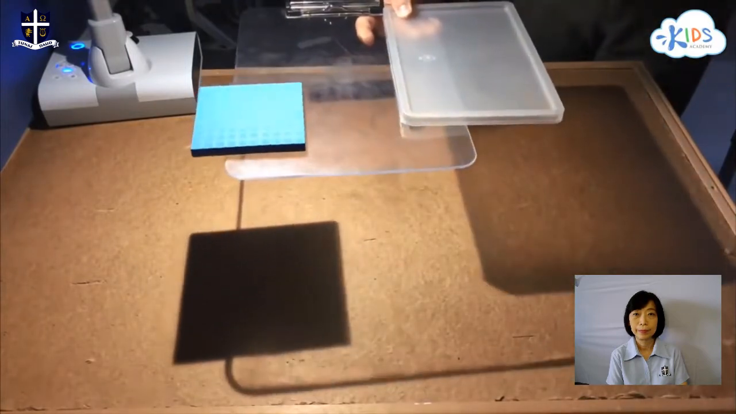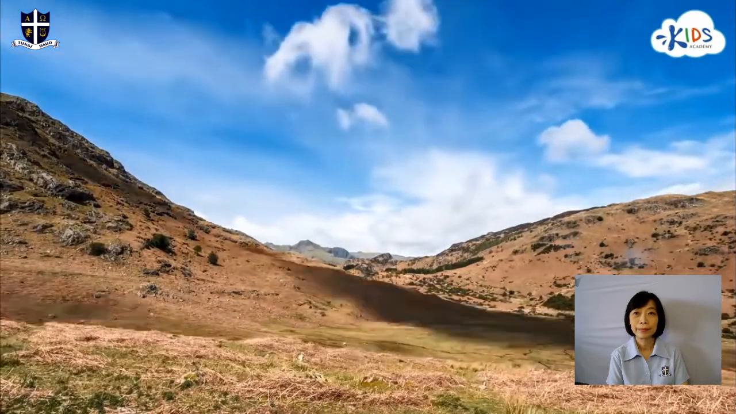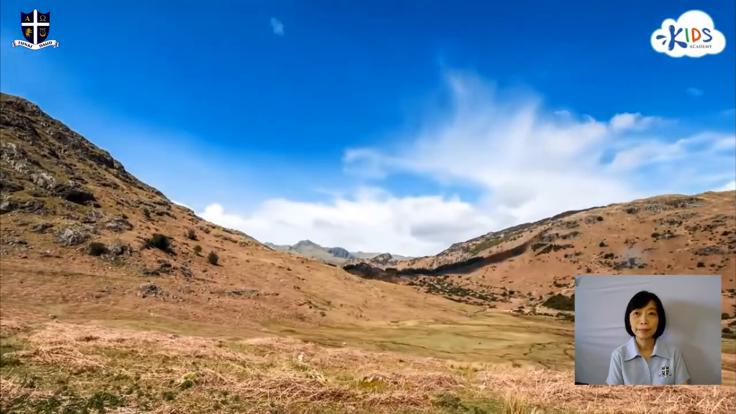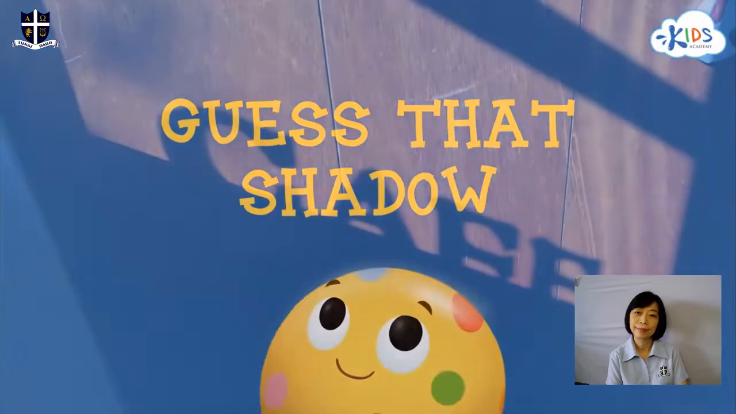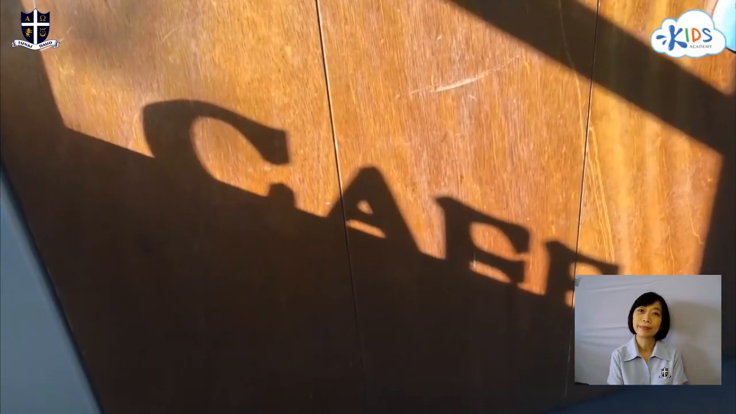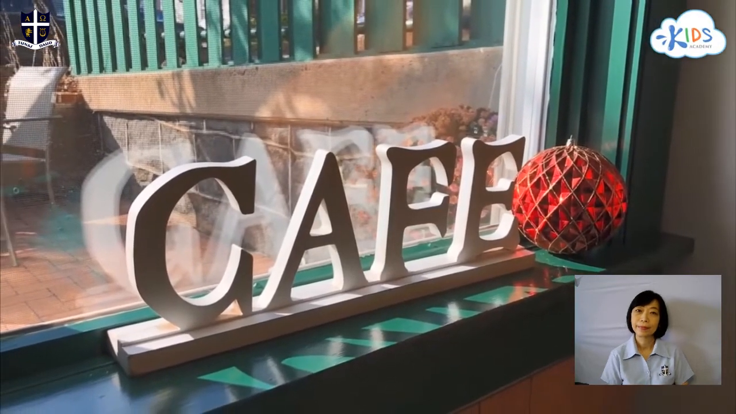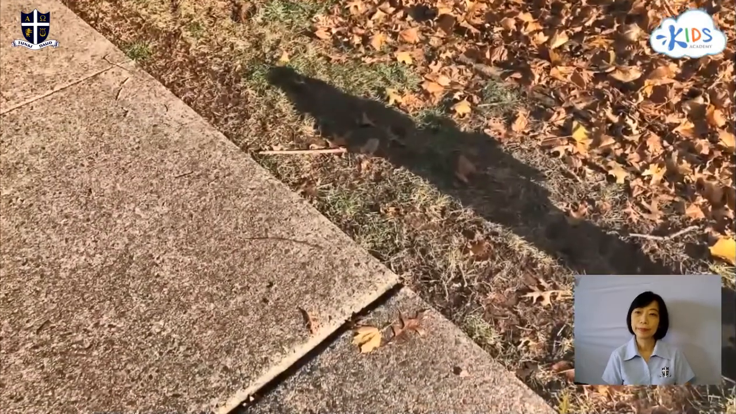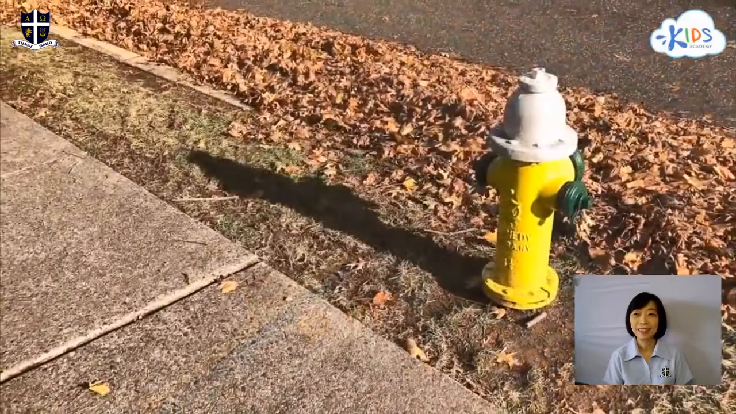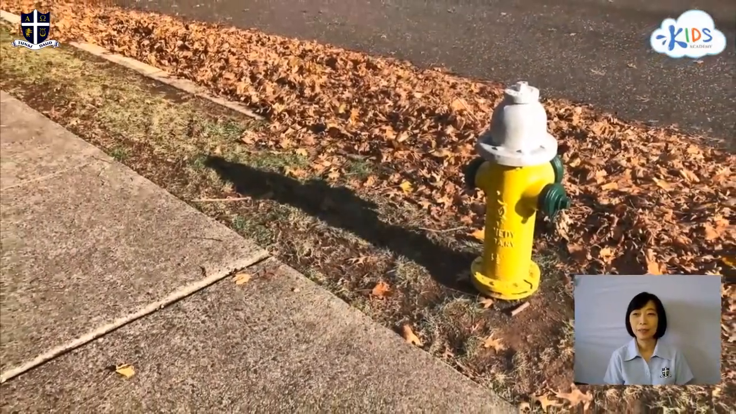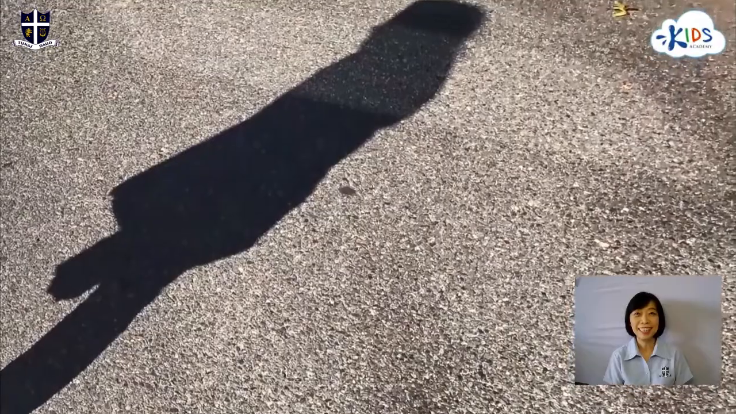As sunlight comes down to Earth, sometimes it gets blocked by clouds. The clouds will make shadows like this. Try and guess the objects that made these different shadows. This shadow here was found at a restaurant. It's created by these wooden letters. This shadow is created on a curb near the road. It's a fire hydrant shadow. What about this shadow here? It was made by a little girl.